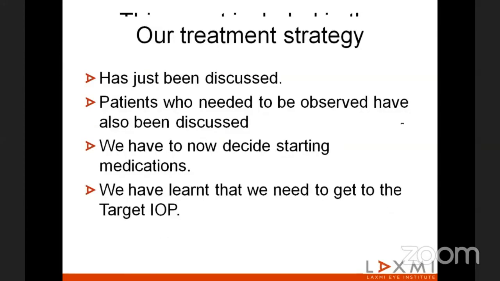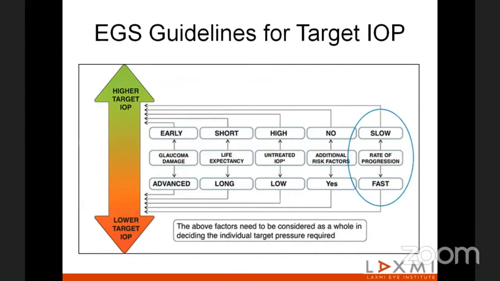So what has to be our treatment strategy? That Manish has already just discussed with us. Patients who needed to be observed have also been discussed very well by Dr. Harsh Kumar. So now we have to start deciding medications. And we have also learned that we need to get to the target intraocular pressure. And Manish has very well already explained the EGS guidelines for target intraocular pressure.